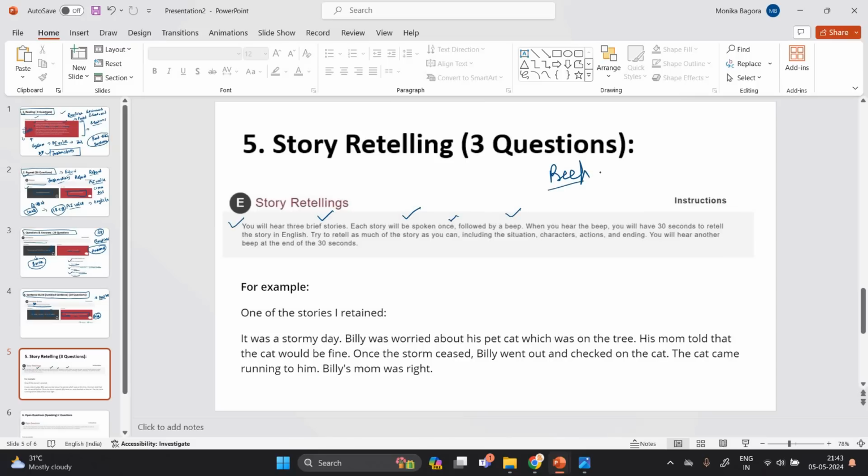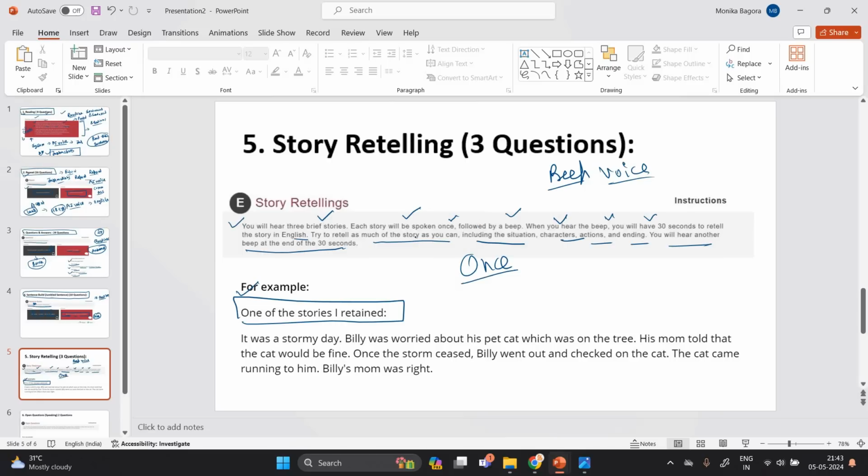Beep की आवाज आएगी आपको. Okay, you will hear the beep voice. When you hear the beep, you will have 30 seconds to retell the story in English. Try to retell as much of the story as you can, including the situation, character, actions, ending. You will hear another beep at the end of 30 seconds. For example, one of the stories I wrote, सबसे पहले वो आपको यहाँ पर each story will be spoken once. Okay, so first there will be a story. Okay, when you hear the beep, you will have 30 seconds to retell the story in English.